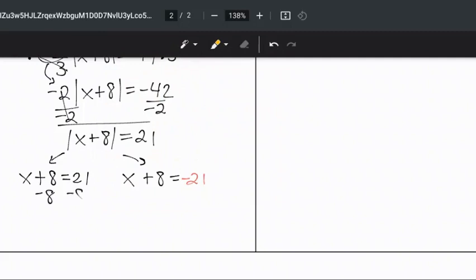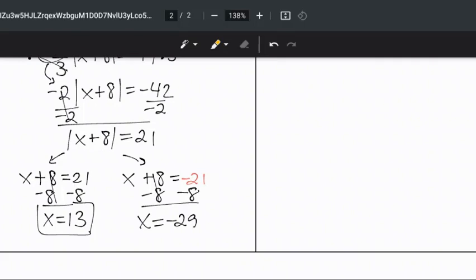Subtract 8. We get x equals 13. Same deal over here. We subtract 8. But this time we're subtracting from a negative 21. And we get x equals negative 29. Okay. Pause the video here. Go ahead and try the 3 problems on your own. All right. See you in a few.